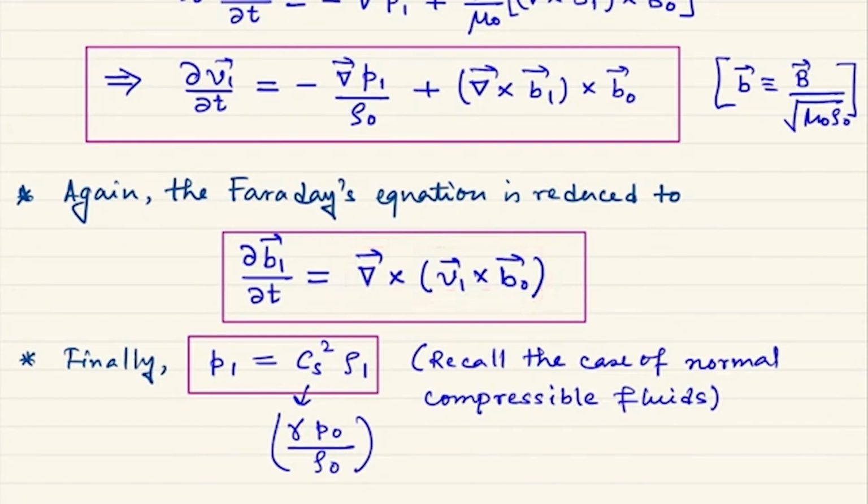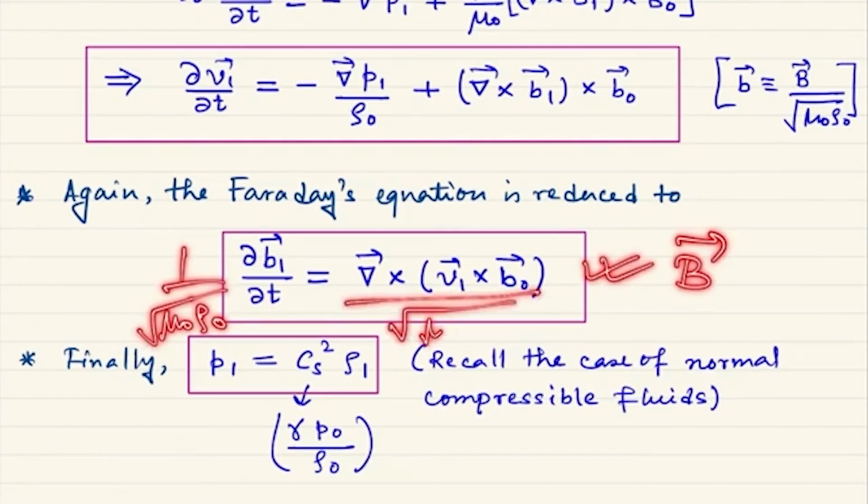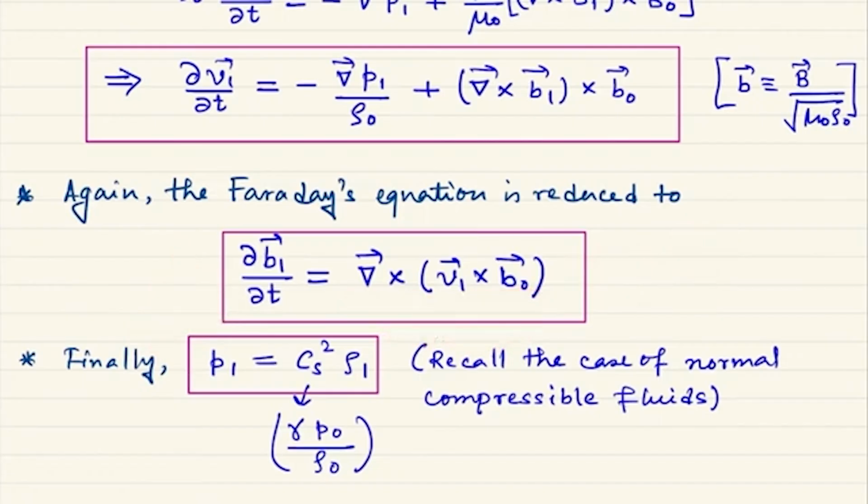Here the original equation is in terms of capital B, but just by dividing every side by root over mu 0 rho 0, you can write this thing simply. And you can define your small b just like this. Then your Faraday equation is del small b1 del T is equal to curl of V1 cross small b0. And finally we consider a polytropic MHD fluid.